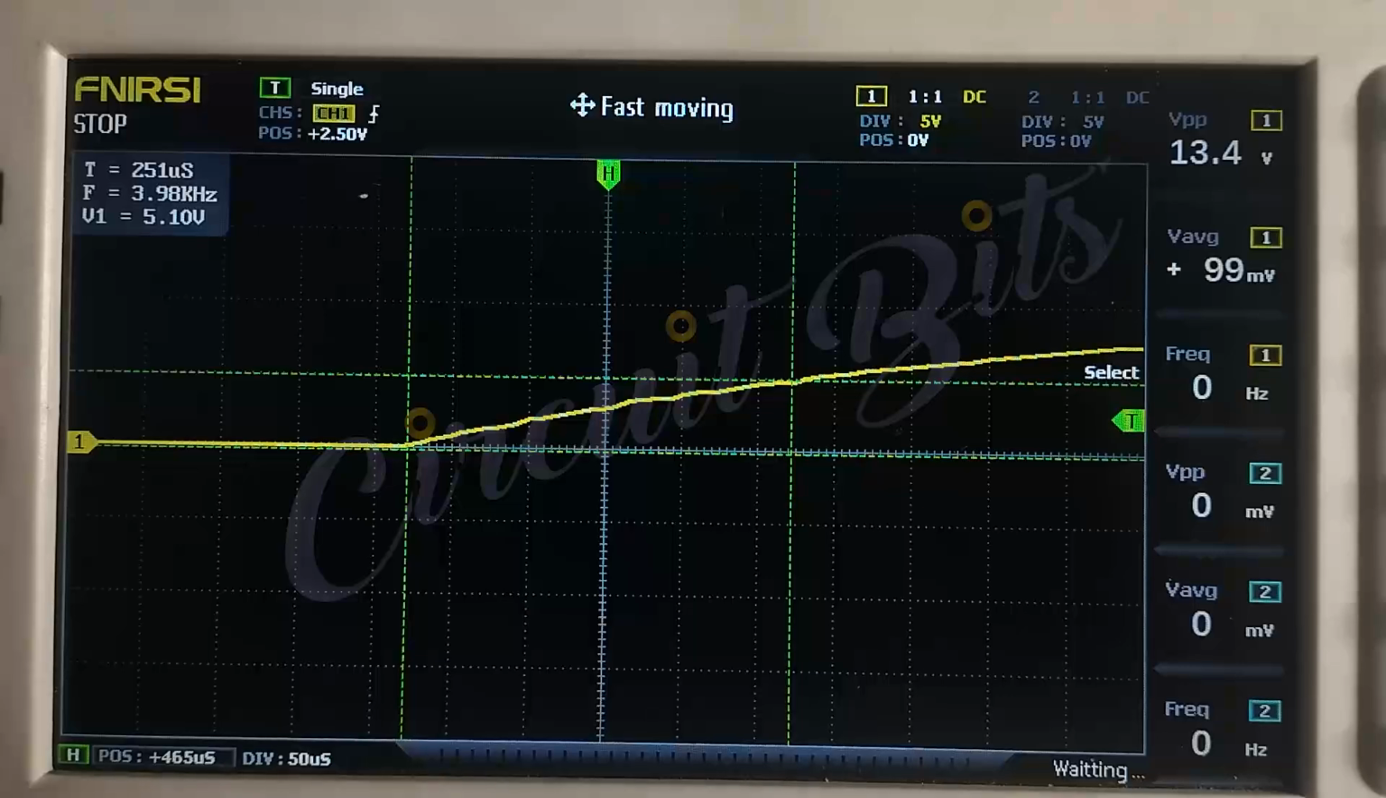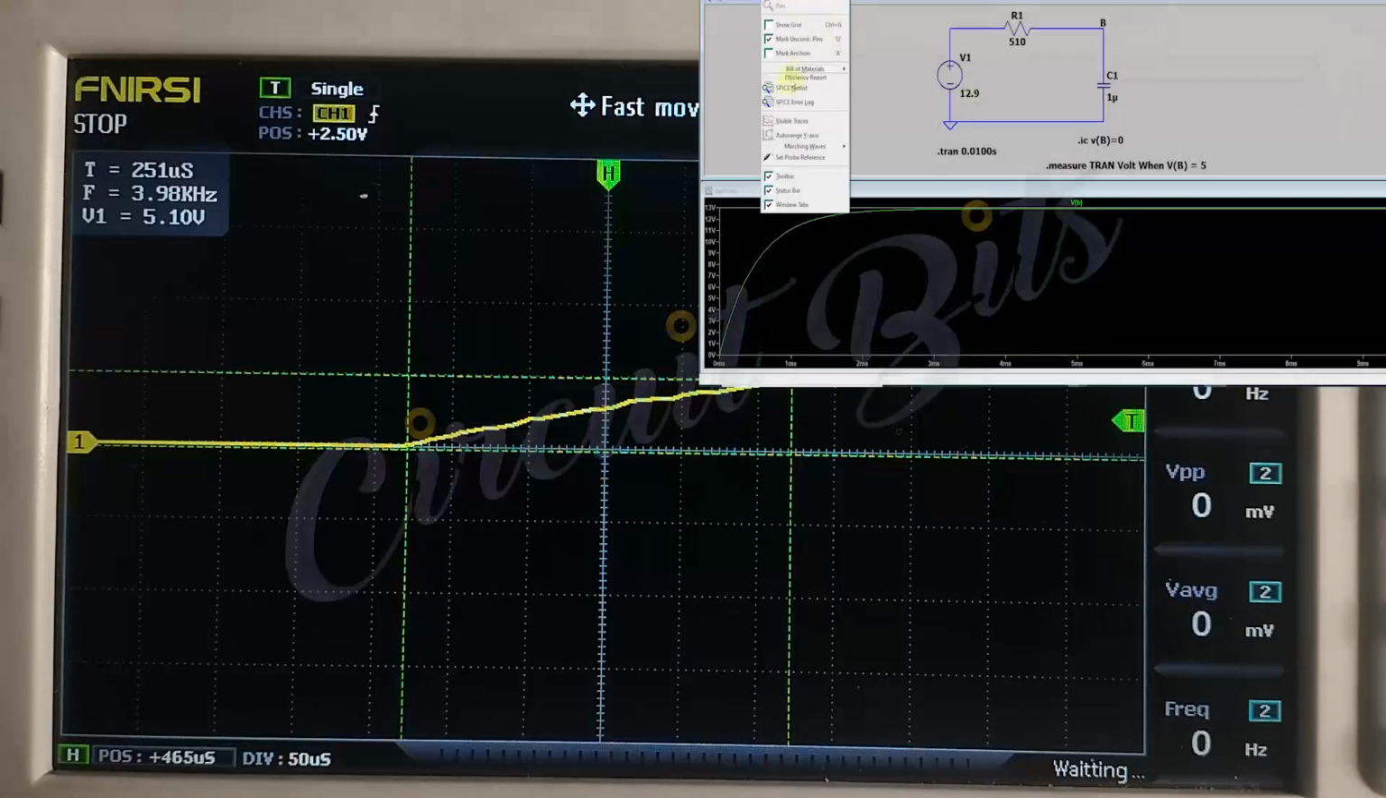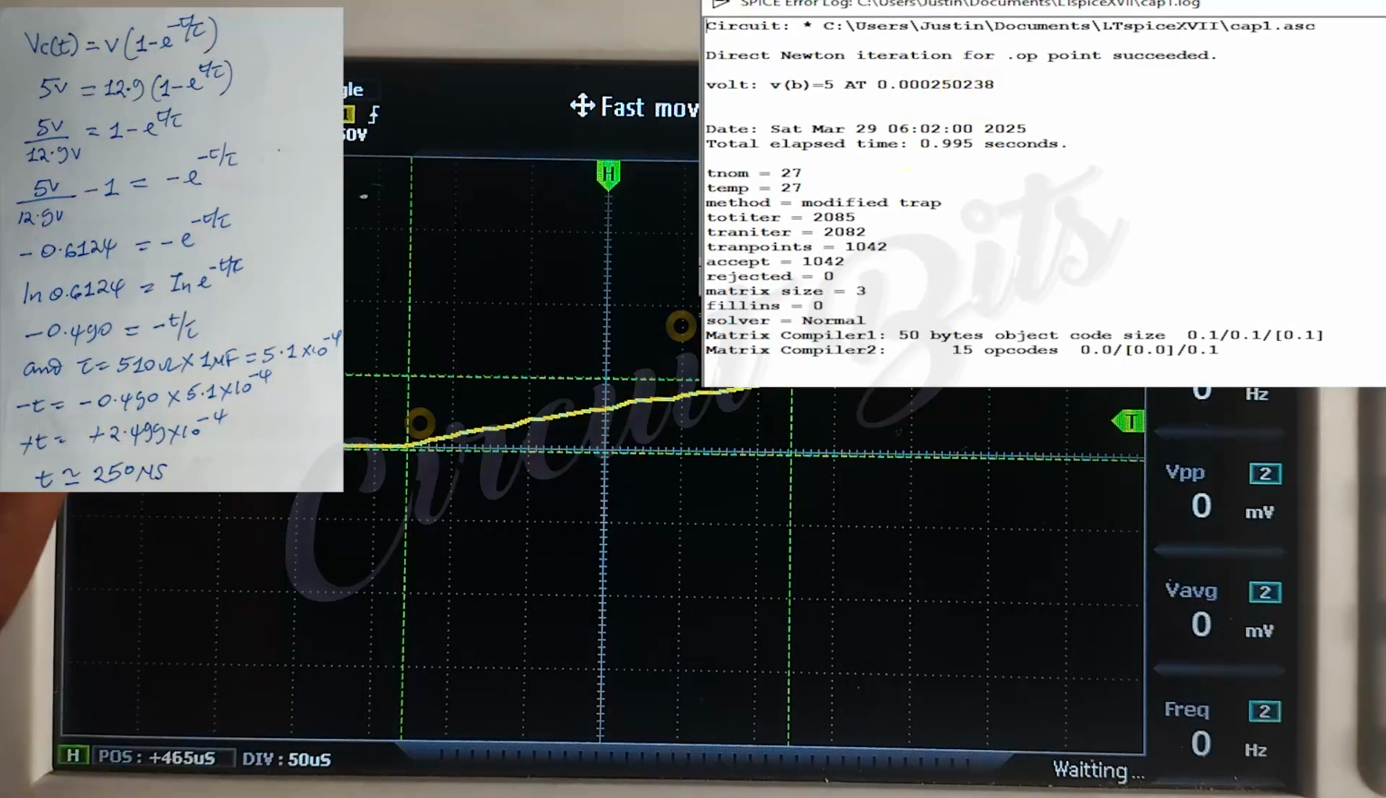All right, so comparing that to what we have both in LTspice and our calculation, you can see we are actually very accurate this time.